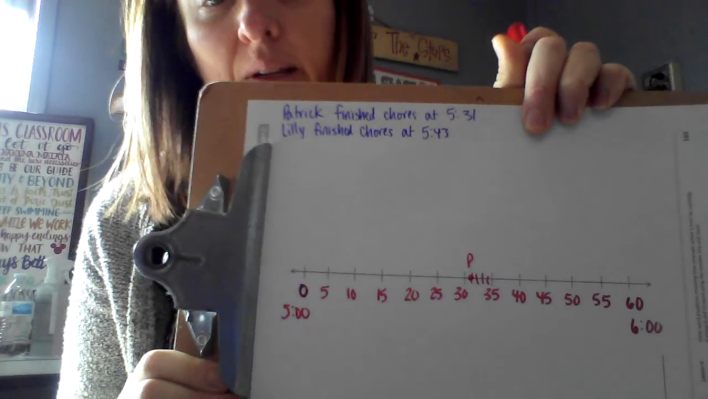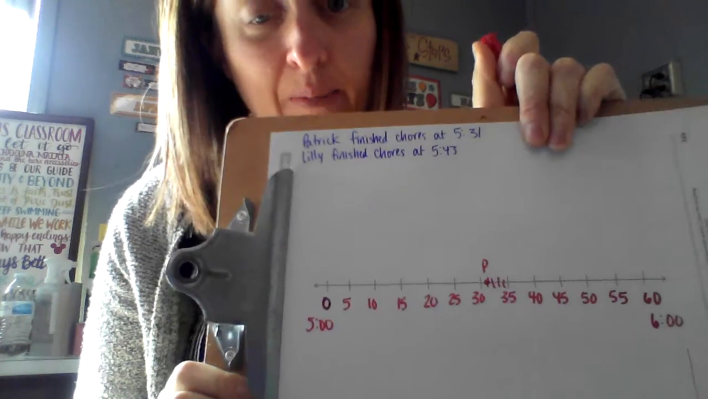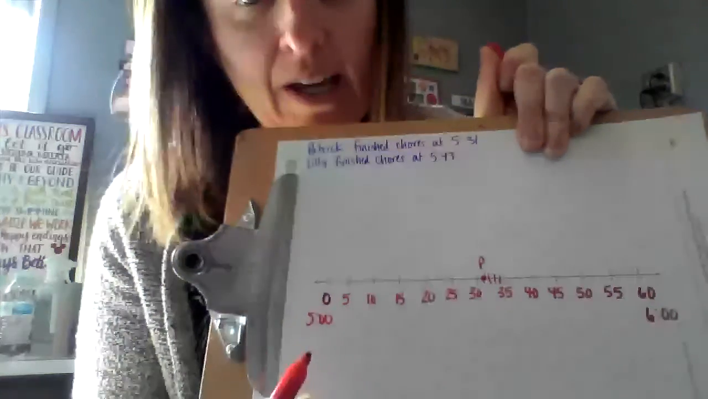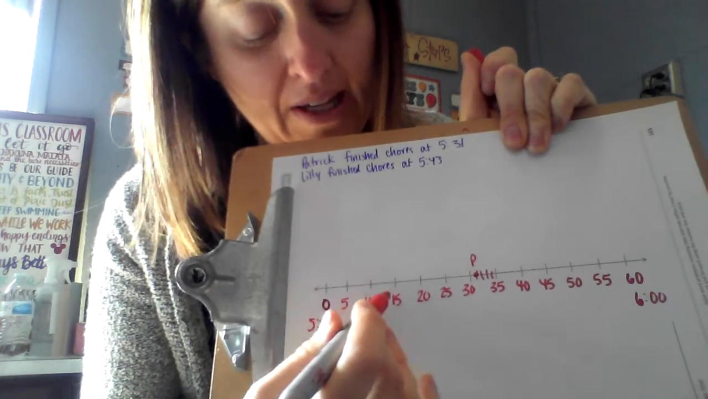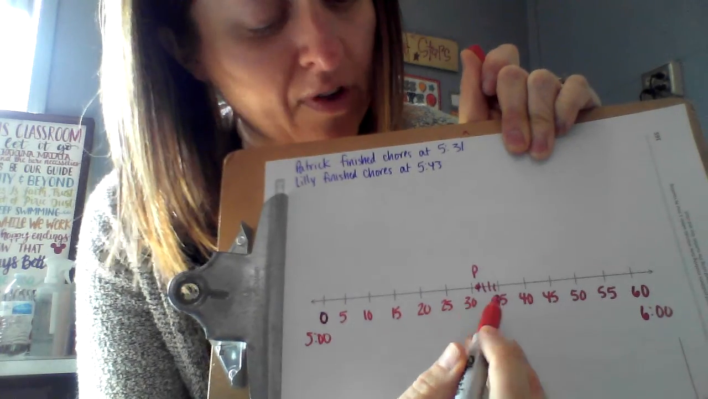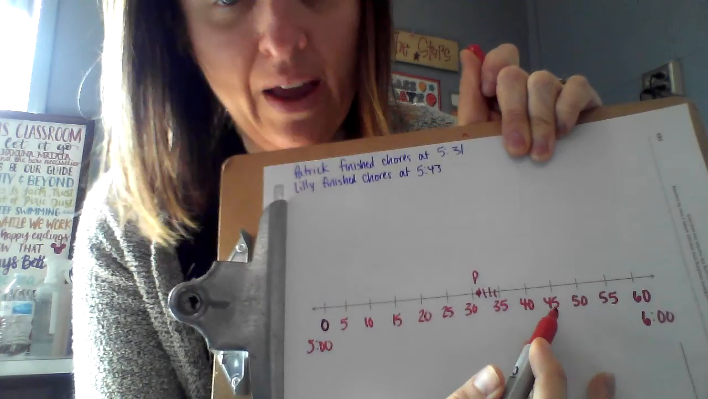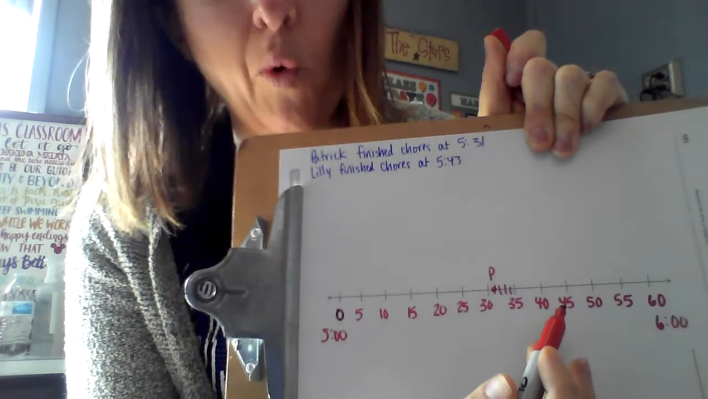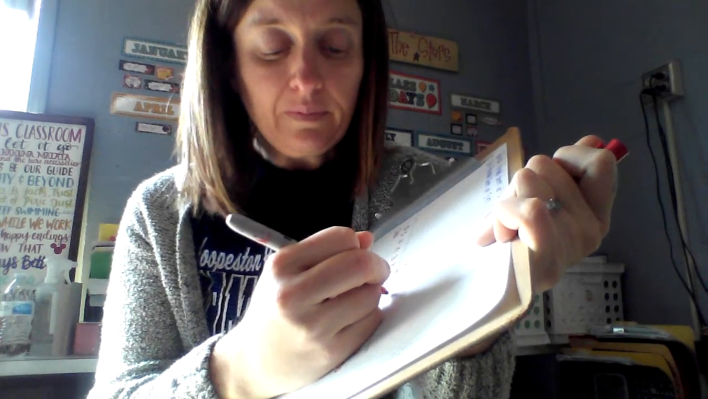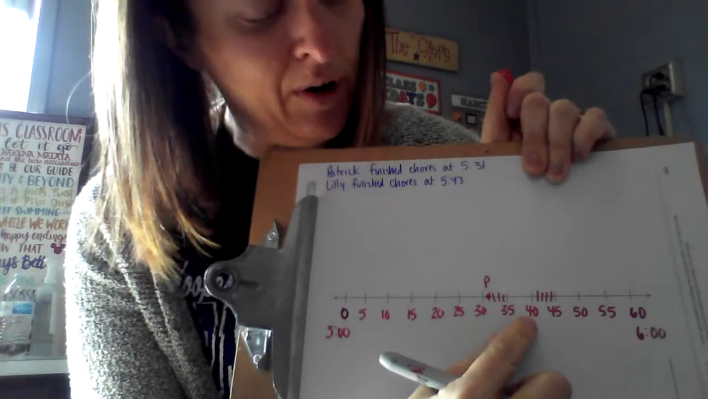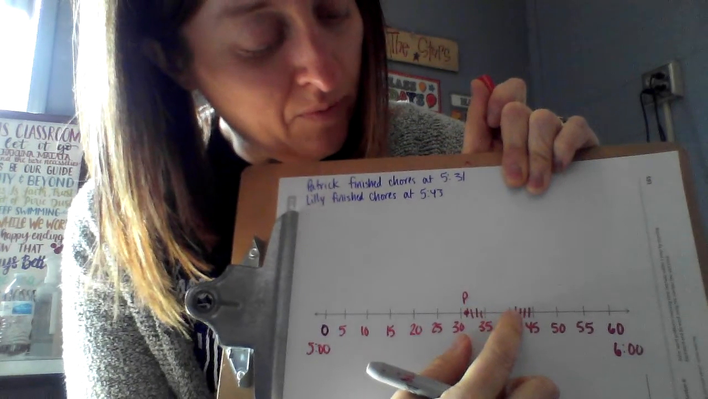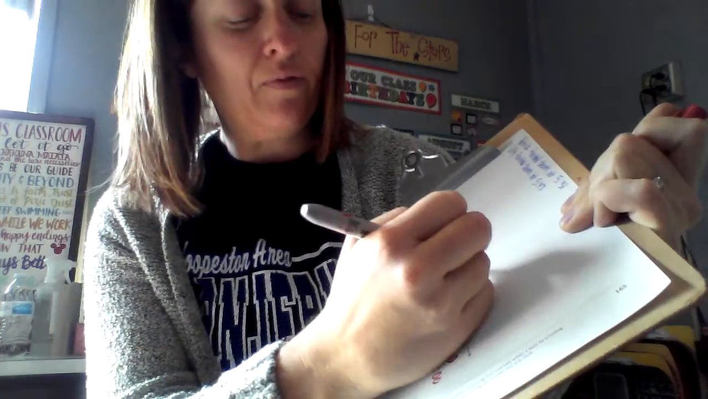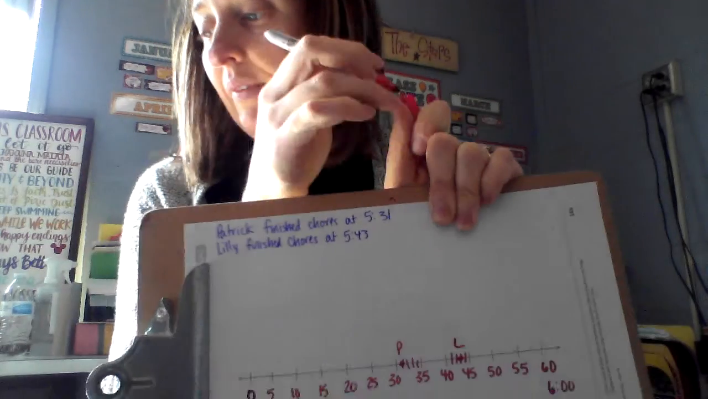Now, I also need to plot where Lily would be on the number line. Lily's at 5:43. So I'm going to start at 5 and count till I get there. 5, 10, 15, 20, 25, 30, 35, 40. Now, if I go to 45, I've gone past it. So I'm going to start by adding my little 1 marks. So at 40, then I count 41, 42, 43. So I'm going to plot the point for Lily and label it with an L.